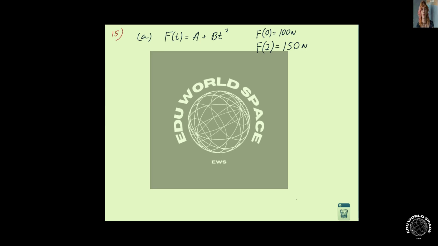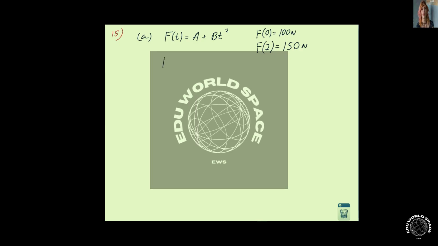Okay, chapter 4, problem number 15. We have a force function for this rocket. It's a plus bt squared. And we have the force at time 0 is 100 newtons, the force at time 2 is 150, and we are asked to solve for a and b, including their SI units.